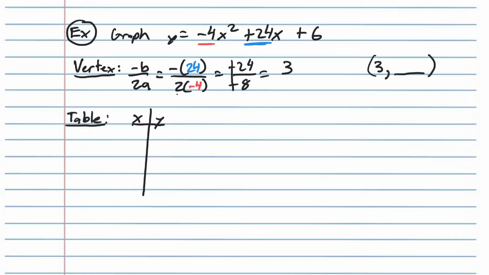We want 5 points total. So leave a couple spaces up top. The 3 goes in the middle, and then 2 more spaces down below. Okay. And we want 2 values above 3, and then 2 values below 3. So we just count up by 1 each time. So if 3 is our middle, then we can go 4 and 5. And then if 3 is our middle, we can go 2 and 1.